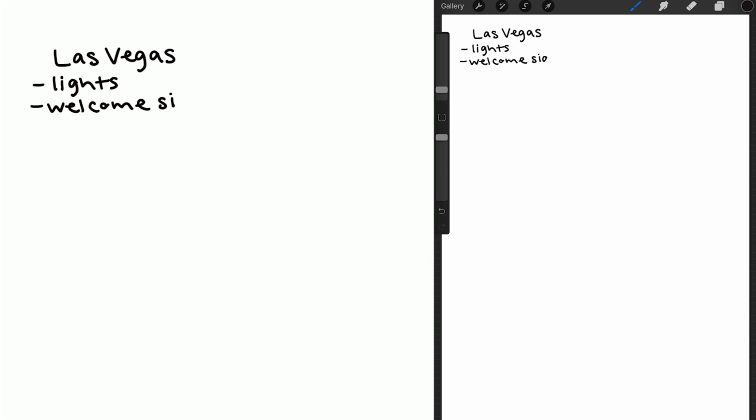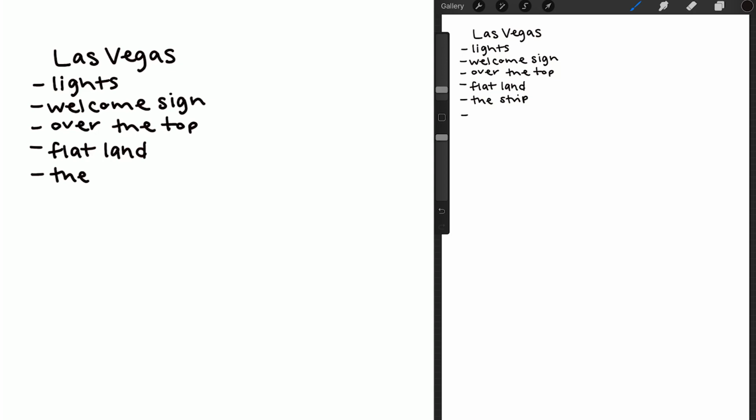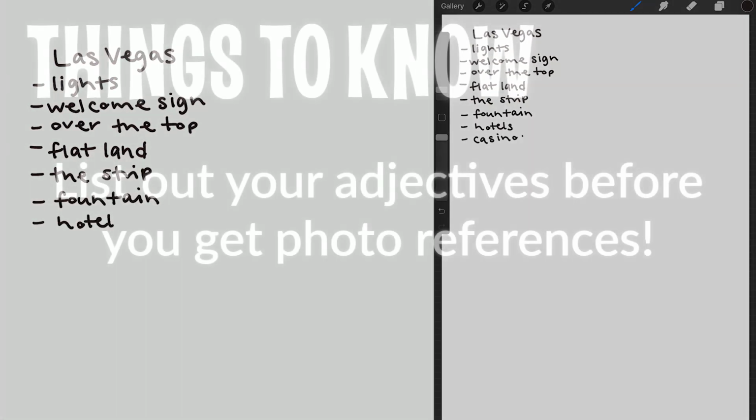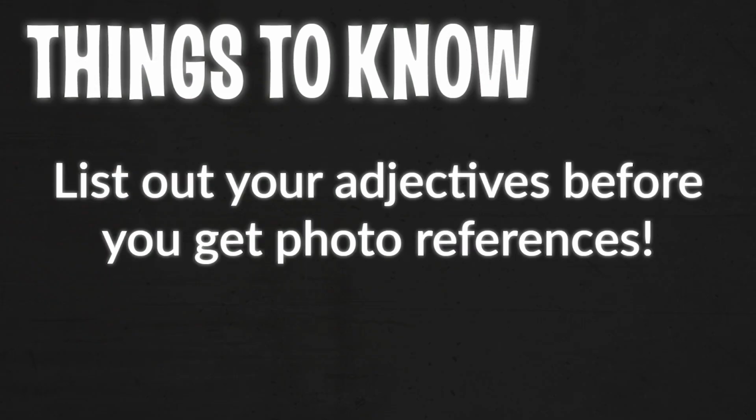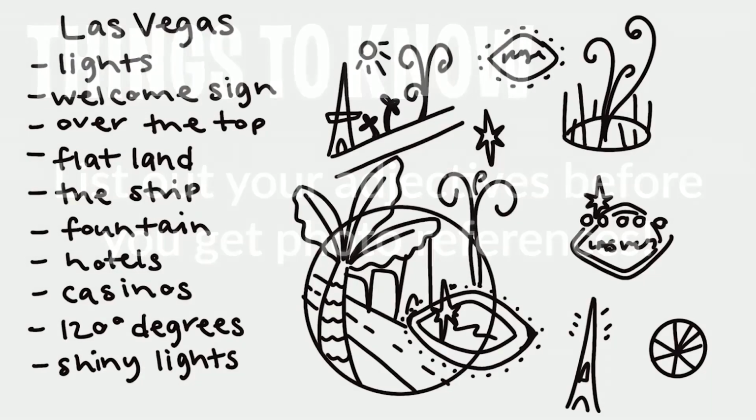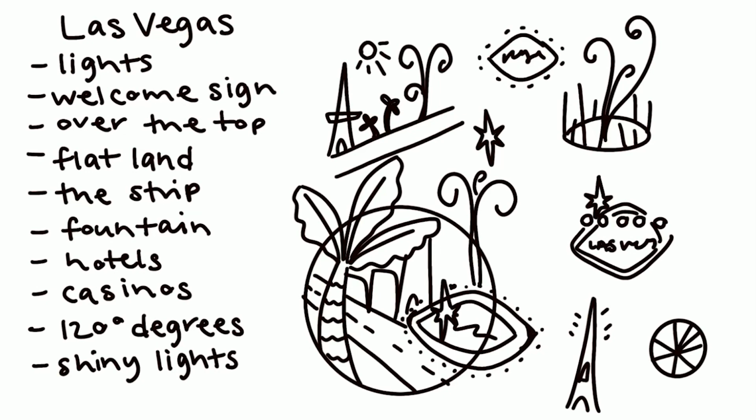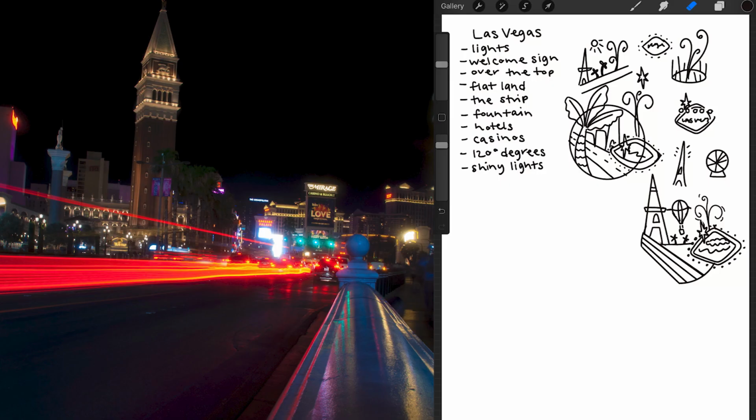So for mine, Las Vegas is a bunch of things. So I wrote down all of the things that I remembered about my time at Las Vegas before I looked at reference photos. This is really important because you want to make sure you're writing down what you personally remember about your vacation, not what reference photos make your mind think you remember. I also sketched out a couple little ideas before I pulled any reference photos about generally what kind of shapes and things that Las Vegas reminds me of.